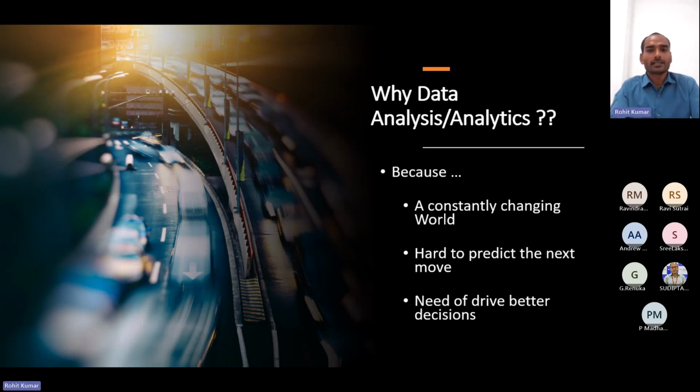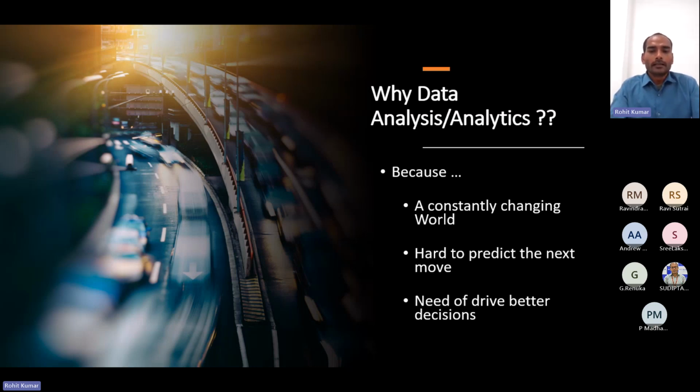That's why advanced analysis or analytics is important, because we are living in a constantly changing world. Today it's Corona, next day it will be something else. Then it's always hard to predict what is supposed to happen. Additionally, suppose something happened, what will be your next target? What will be your next move to handle that particular situation? You never know. That's why we need to always have some sort of prediction of our next course of action.